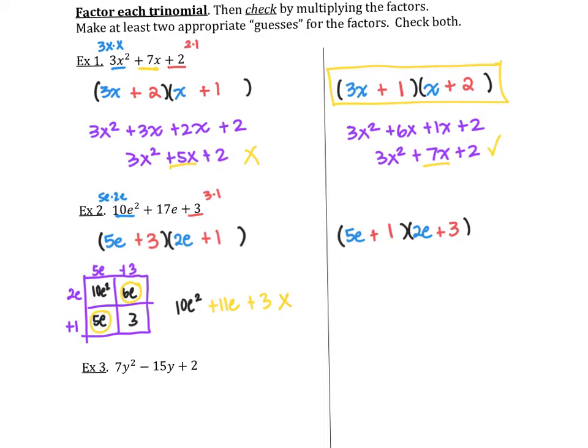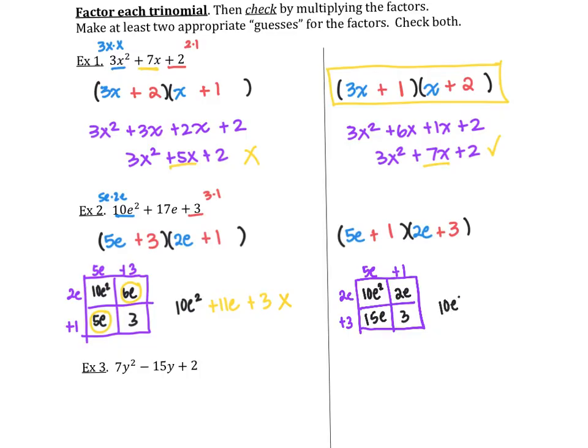Hopefully the next one's right. If it's not right, I'm going to have to make a third guess. Okay, I'm going to check with the box method, but again, you're welcome to distribute if that's your preferred method, as long as you show your work. So 5e plus 1, 2e plus 3. Okay, 5e times 2e is 10e to the second. 2 times 1e, 2e. 5e times 3 is 15e. 3 times 1 is 3.